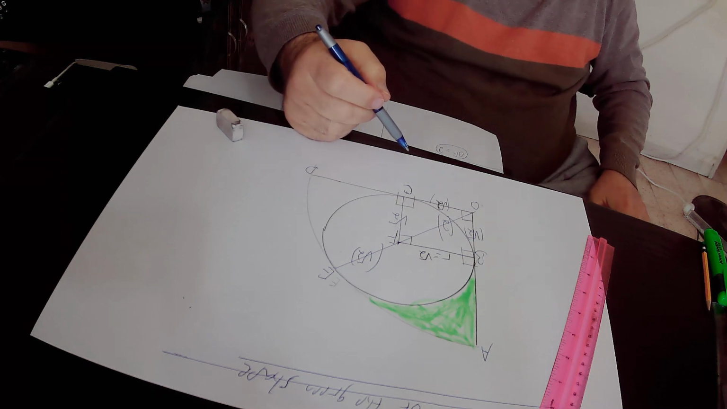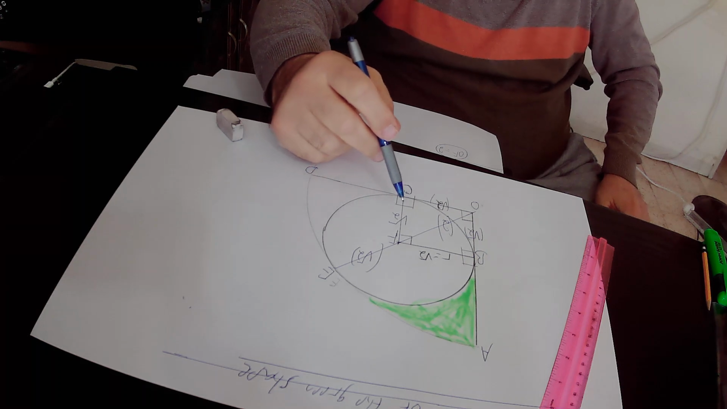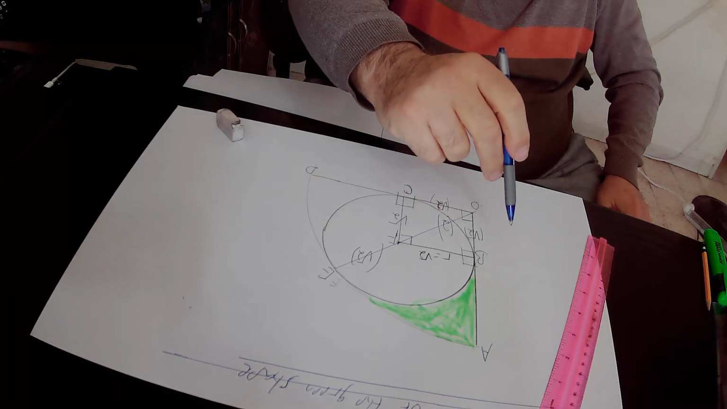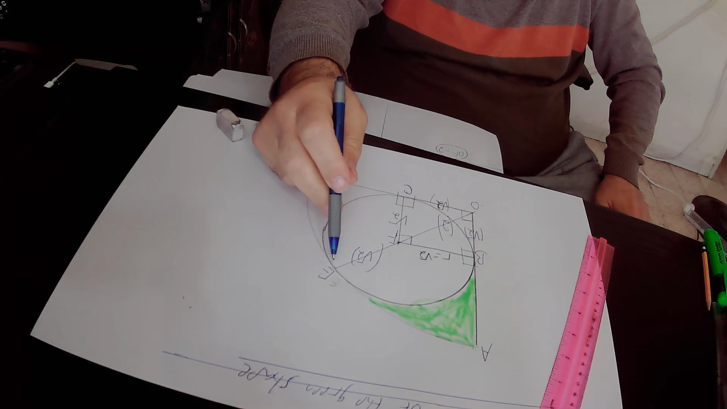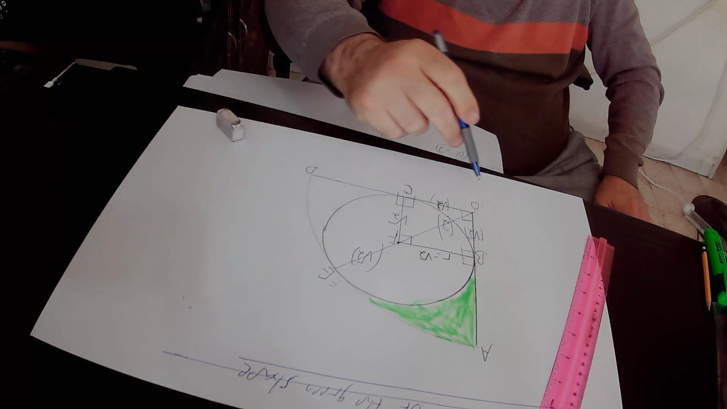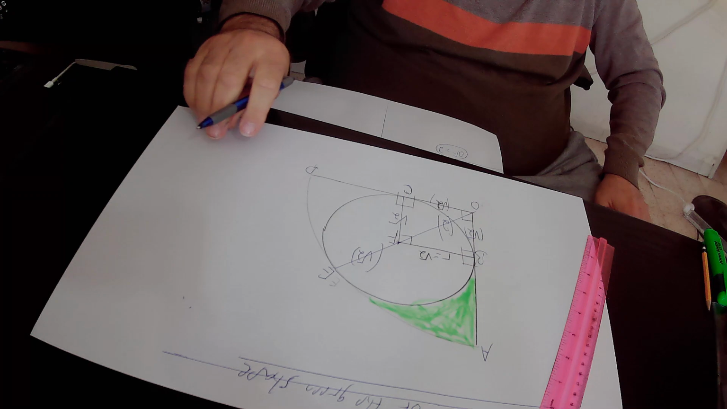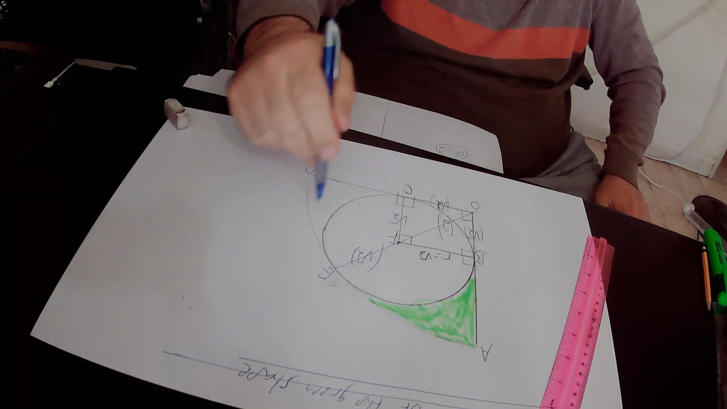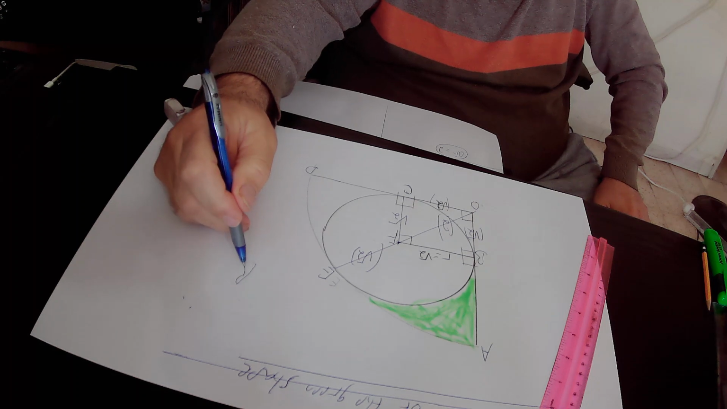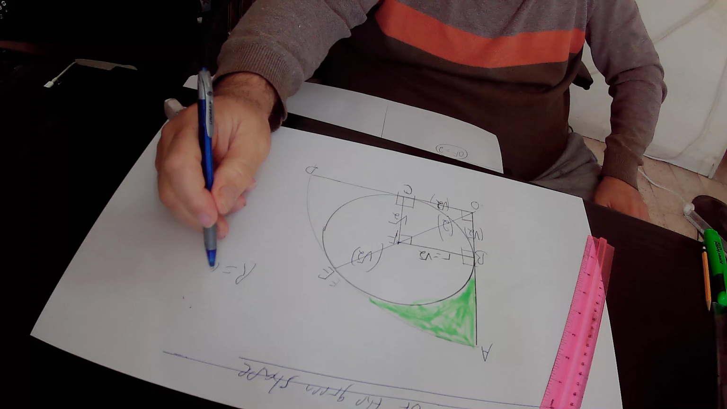So OE is the radius of the big circle. Why? Because point O is the center of the big circle, point E is a point on the big circle itself, therefore OE is the radius of the big circle. So we define the radius of this big circle as capital R. So capital R equals OE.